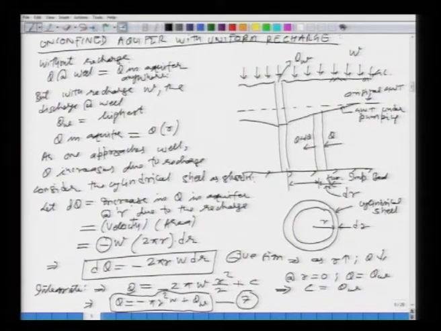Now, this Q is the flow in the unconfined aquifer, and we have seen earlier that for the unconfined aquifer, this Q we had taken as minus 2 pi r k h dh dr. This is basically k dh dr, your velocity, and 2 pi r h is your area across which it is flowing.